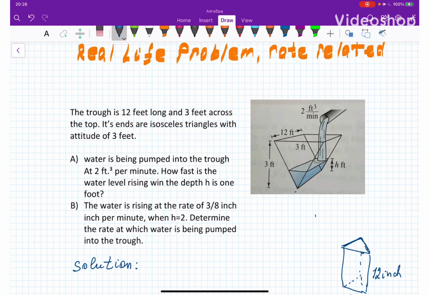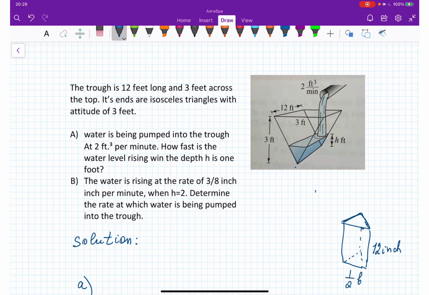Okay, let's solve a real life problem that involved rate of change. So what we have, the trough is 12 feet long. So 12 feet long, I write down right away, L is equal 12 feet. And 3 feet across the top.